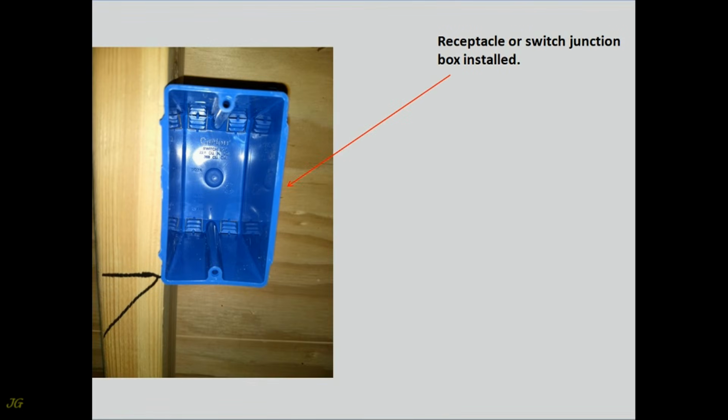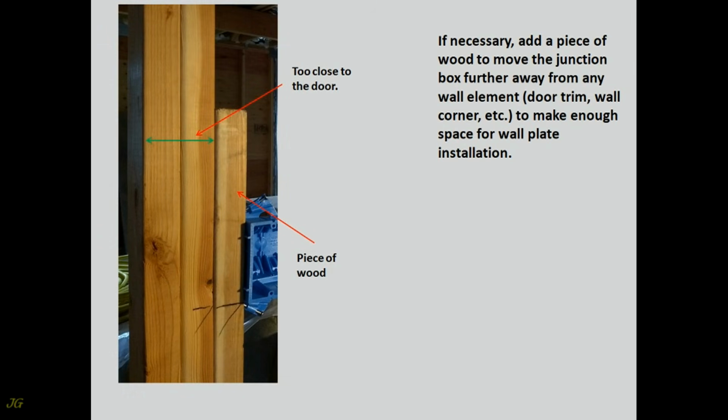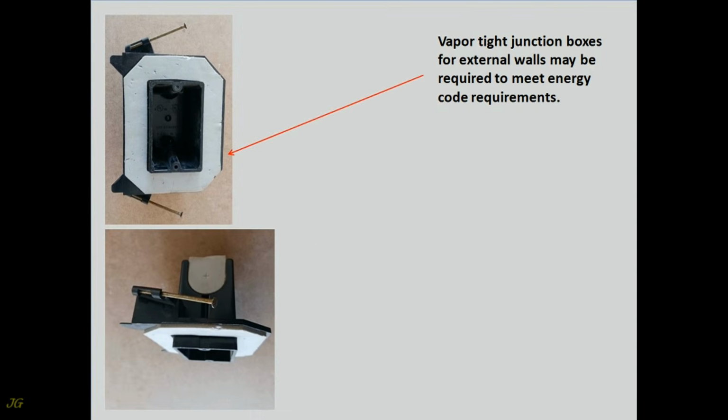Receptacle or switch junction box installed. If necessary, add a piece of wood to move the junction box further away from any wall element, door trim, wall corner, etc., to make enough space for wall plate installation. Vapor-tight junction boxes for external walls may be required to meet energy code requirements.